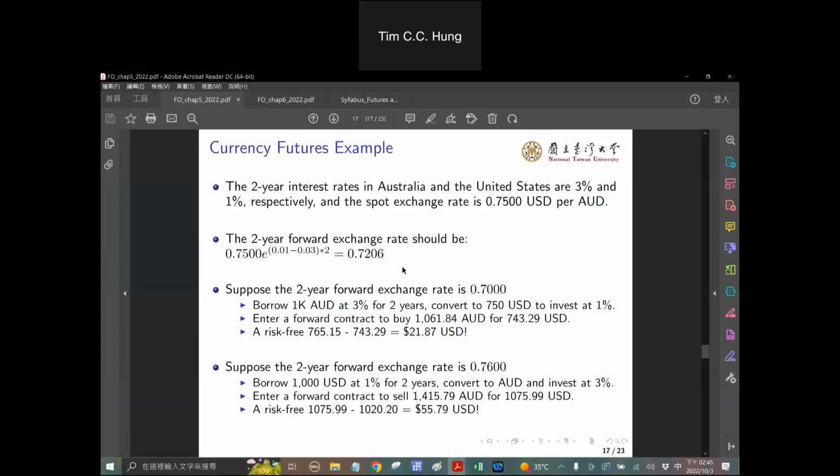And then what do we do next? We change this back to US dollars through the mispriced forward rate. What we did over here was dividing by 0.75, and what we do over here is multiplying by 0.76. And we end up with $1,075.99. This is what we have over here.